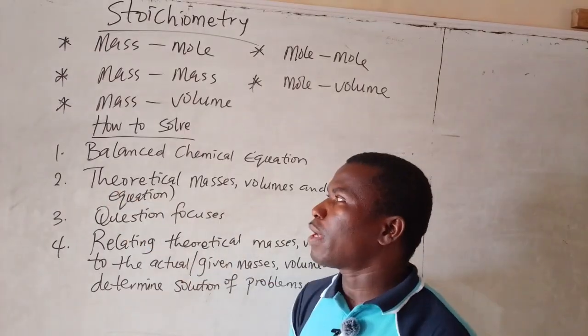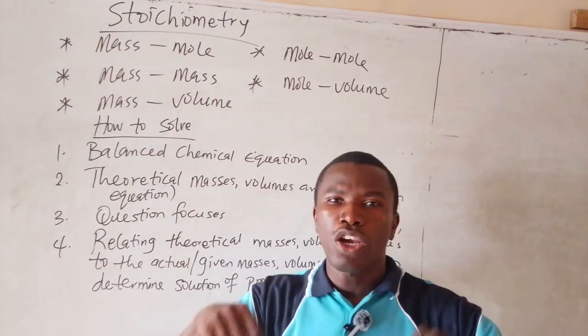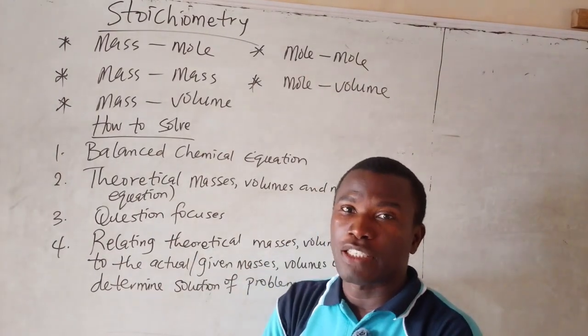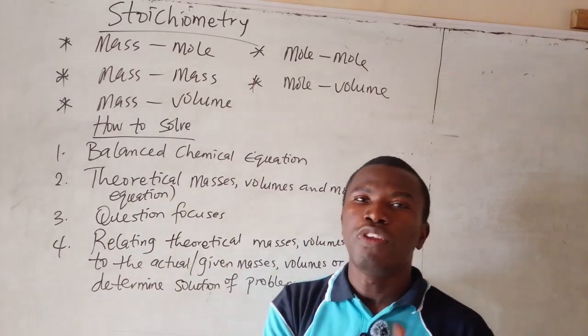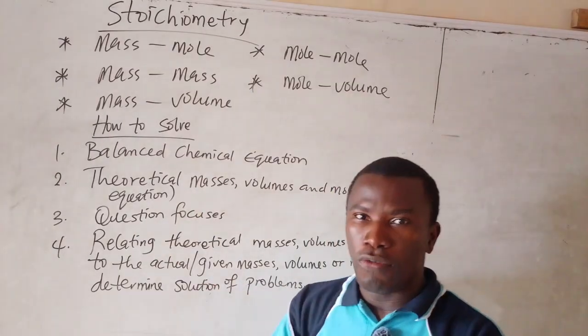That's the first one. Then number two, there's what we call theoretical masses, volumes, and moles. From your equation, you have to calculate the theoretical masses, which have to do with the molar mass of the reactants. Take note, the molar mass of the reactants that are involved in the process.